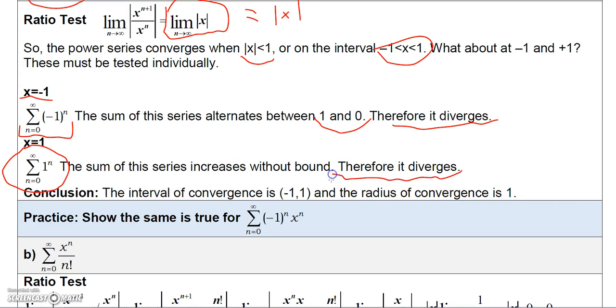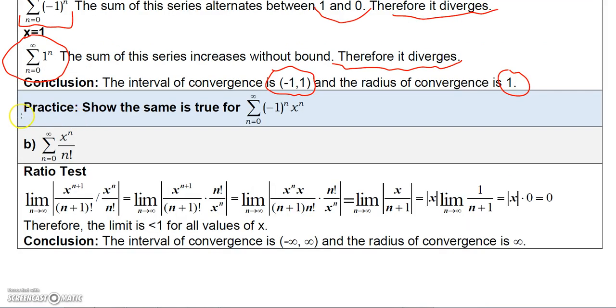So it doesn't converge at the endpoints, so we would write the interval of convergence as -1 to 1, and then the radius of convergence would be 1, because you'll notice that each one of these numbers is 1 unit from the center, which is 0. And you can do this practice problem and show the same thing.